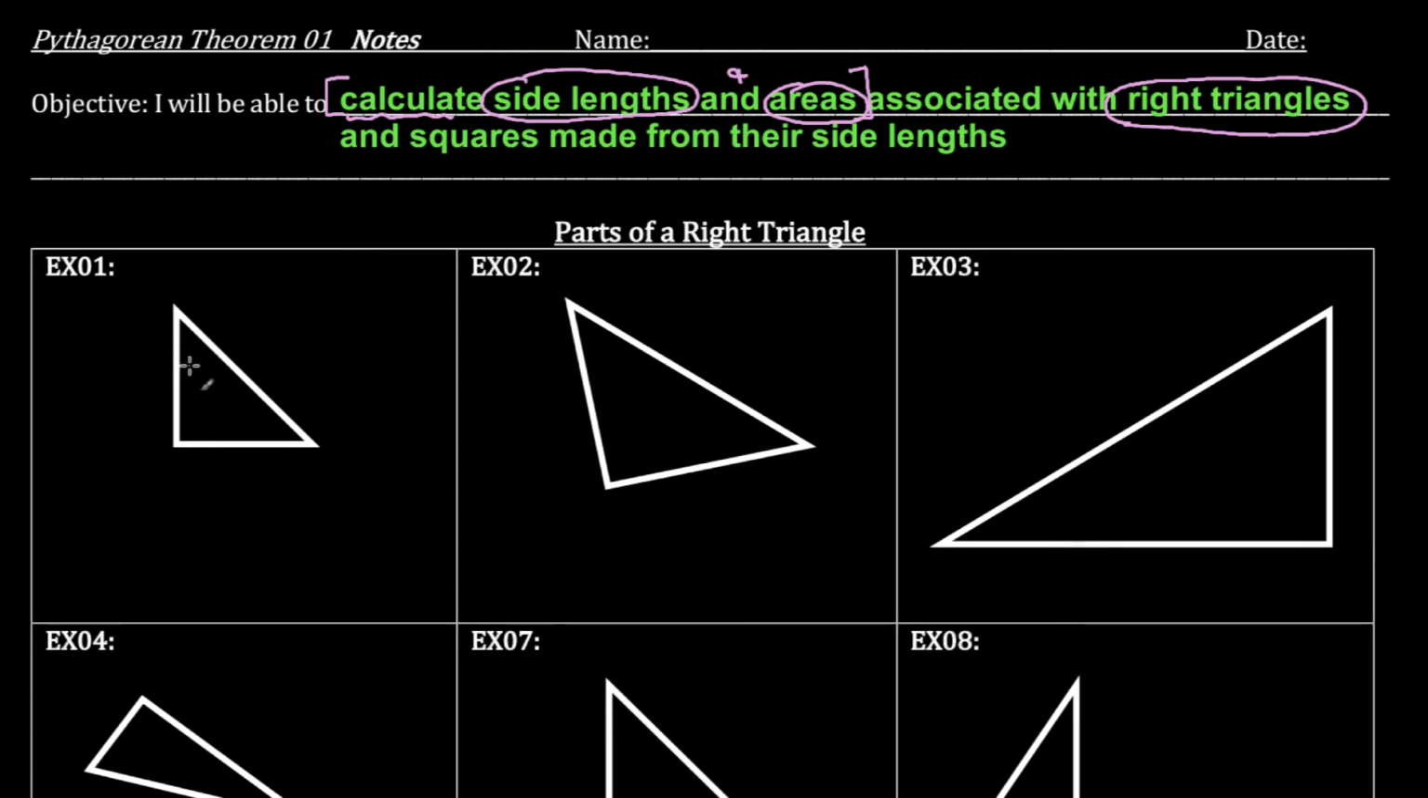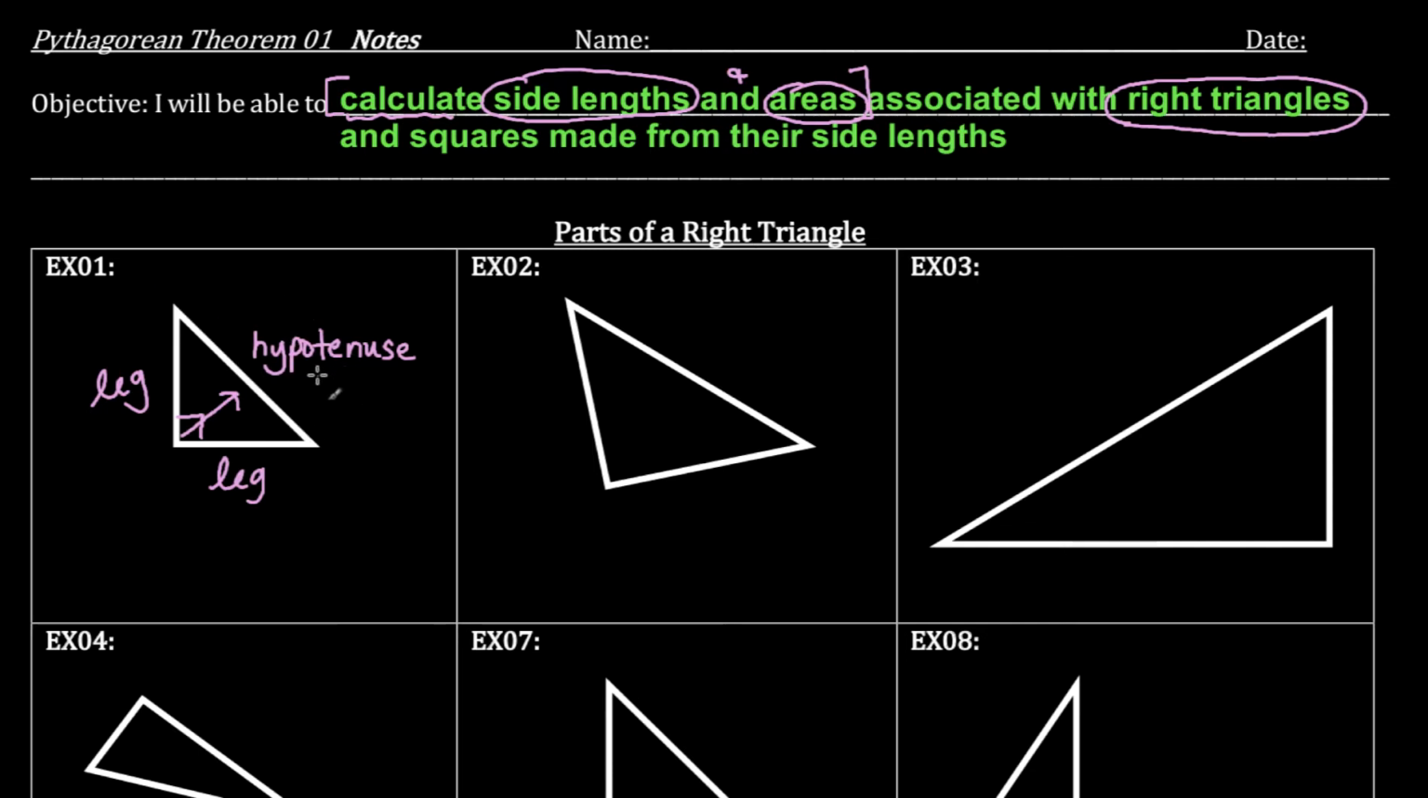Before we do that, we need to label the parts of a right triangle. The first thing you should do is label the right angle. This is the right angle. Directly across from the right angle, this side is called the hypotenuse. These two sides are legs. Leg 1 or leg 2, it doesn't matter. They're both just legs. The hypotenuse is the side across from the right angle.